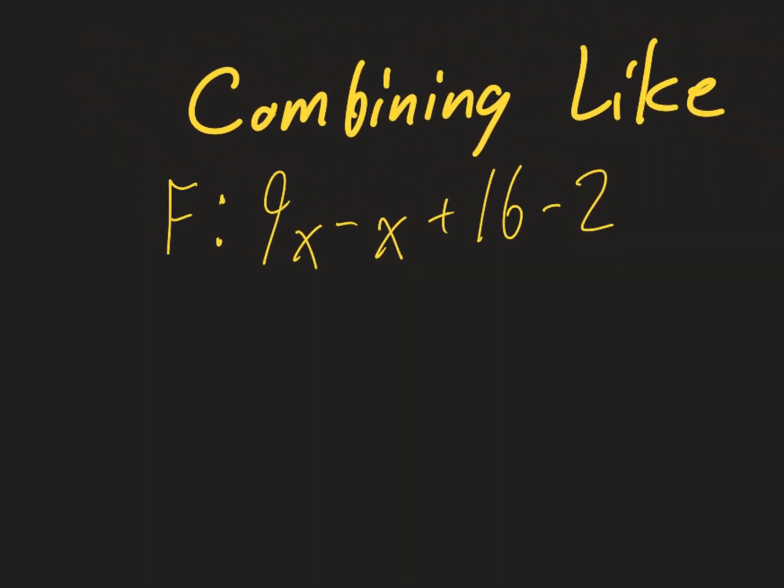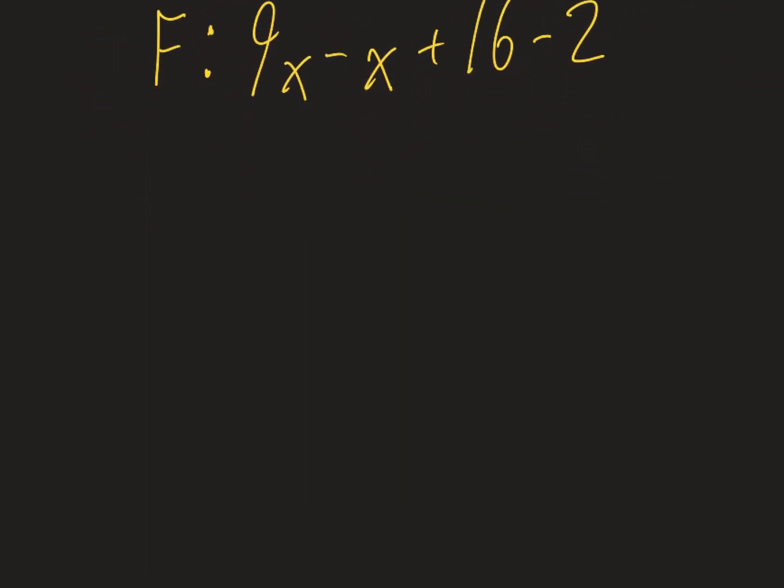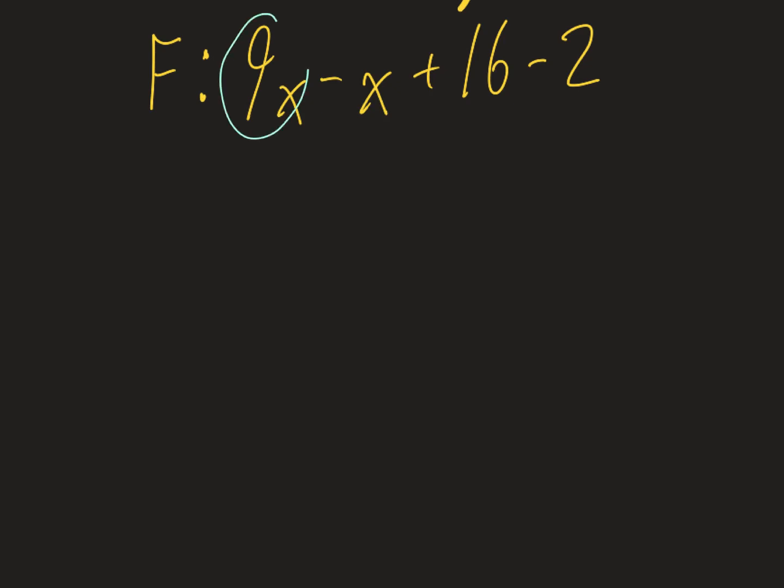First, let's look at example F. Notice how 9x and negative x both have the variable x. That means we can combine them. 9x minus 1x is 8x. Now, why did we put a 1 in front? Well, because if there's no coefficient, no number before the variable, then the coefficient is always 1.